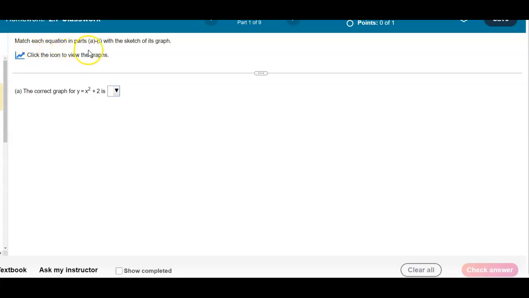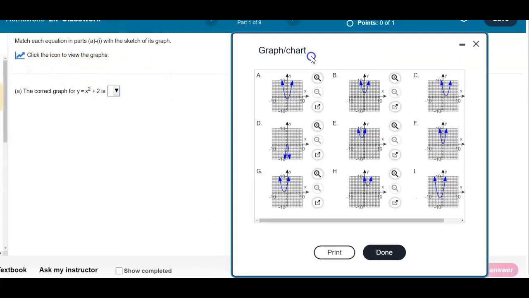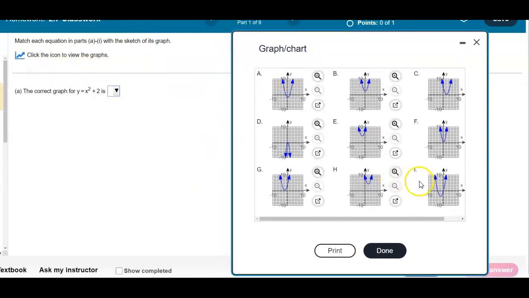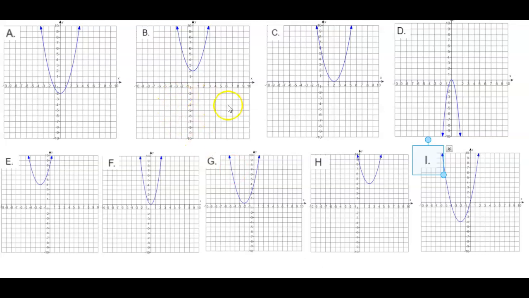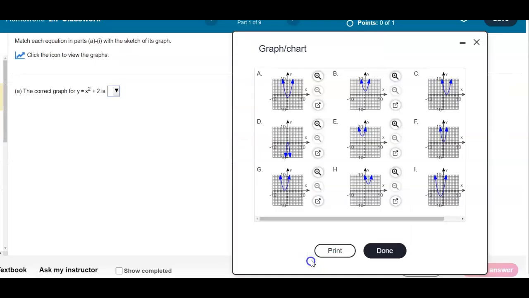Match each equation in parts A through I with a sketch of this graph. So here are our graphs. We have A all the way through I, and you can see all these graphs. I've also placed them in the notebook so we can see them a little bit bigger. But if you wanted to do that, you can click any of these options.